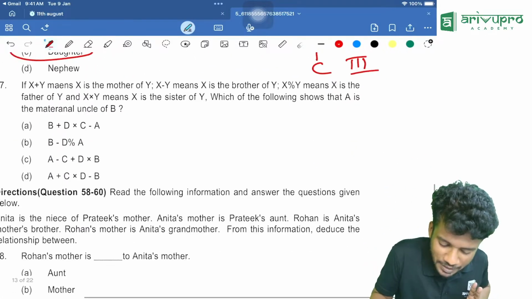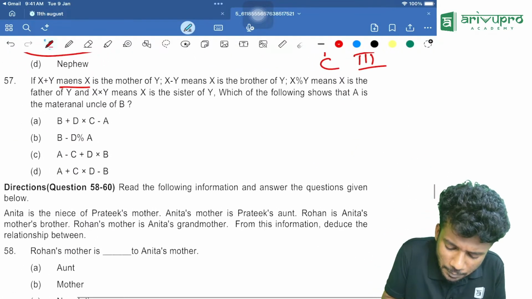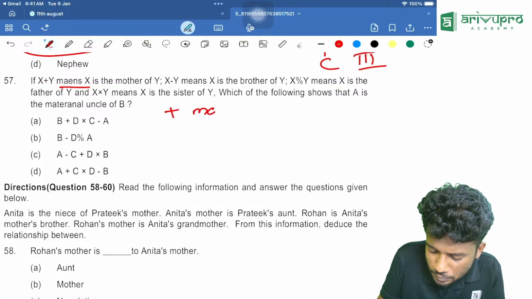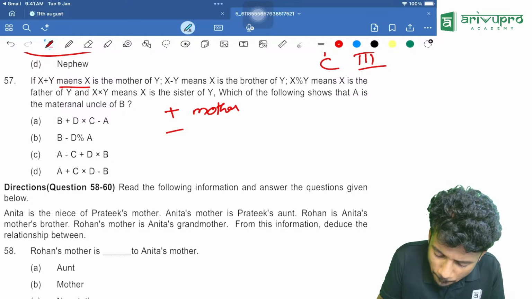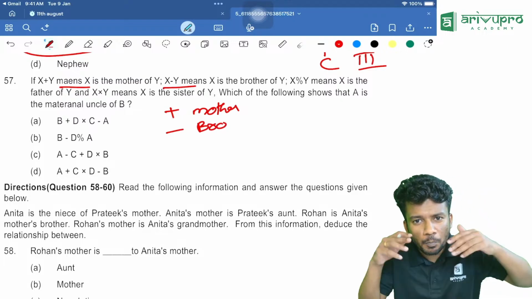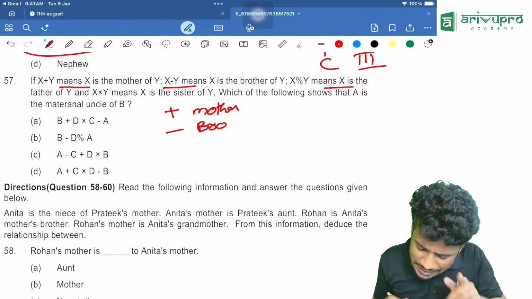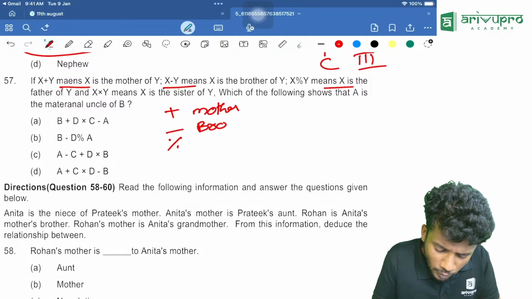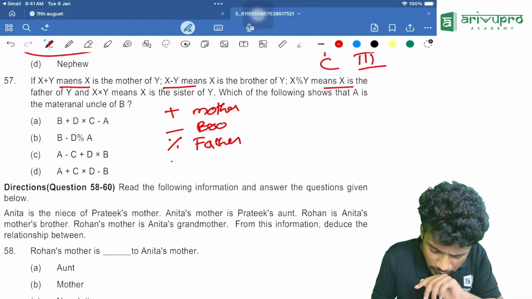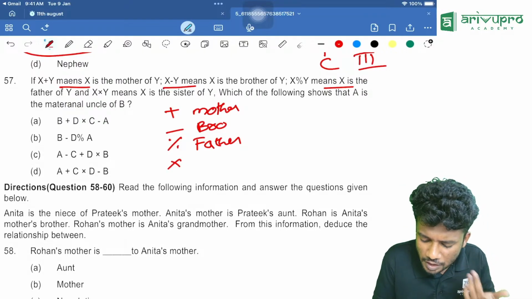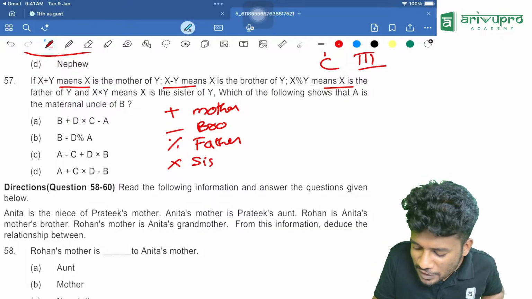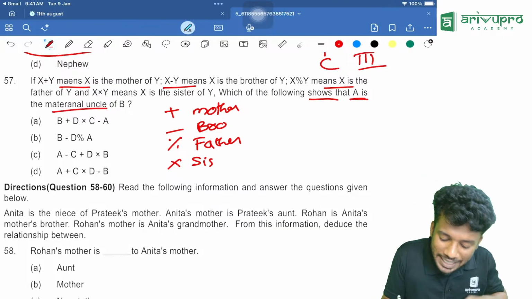Daughter is the answer. Next one: X plus Y means X is the mother of Y. So plus sign means mother. Then X minus Y means X is the brother, so minus means brother. Now X percentage Y means X is the father. Then X into Y means X is the sister. Okay, everything is given. Now we need to know which of the following shows A is the maternal uncle of B.